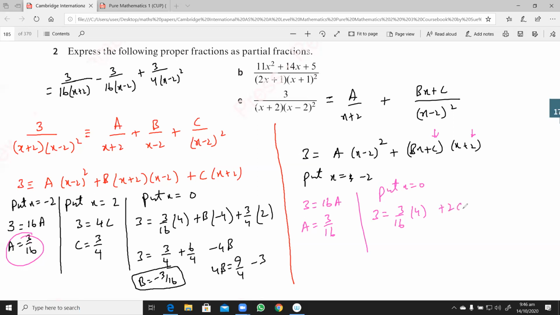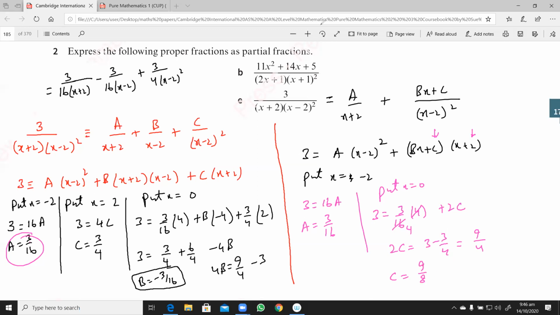That is plus 2c. Now, c and b will be different because they are just in one fraction here. So this 2c is 3 minus 3 over 4. This is 9 over 4. So your c is going to be 9 over 8.